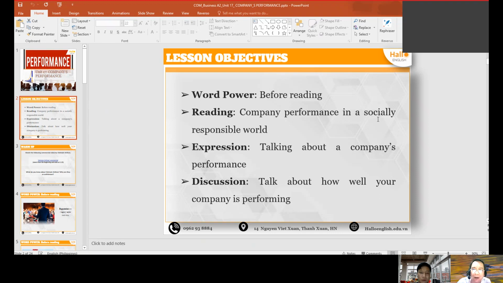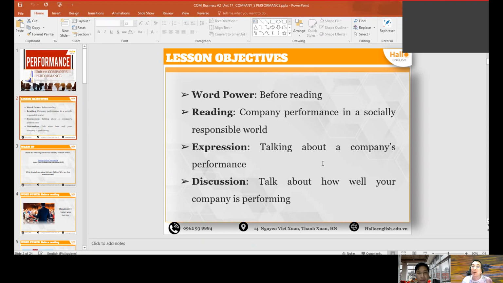Now, when we are talking about a socially responsible world, what do you think that is? I think a company needs to have services to develop the society of the country where the company is located. Very good, that would be correct. Not just only making money.